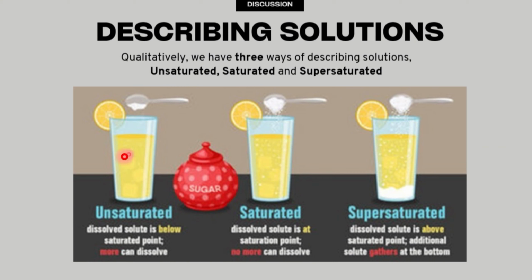As for the example, you can take this image as a guide or a representation of the differences of each. Unsaturated, we have less solute, which is the salt. Saturated, we have the equal amount, and supersaturated, we have more amount of the salt, which can be seen in the picture.